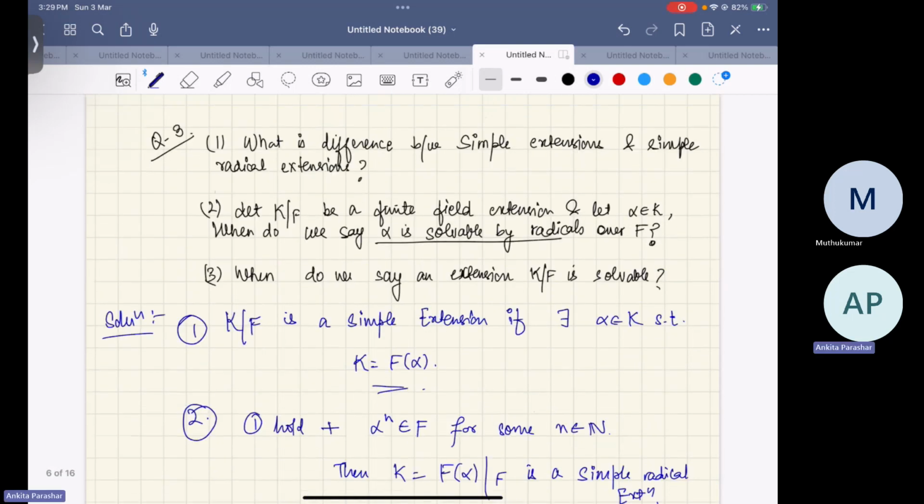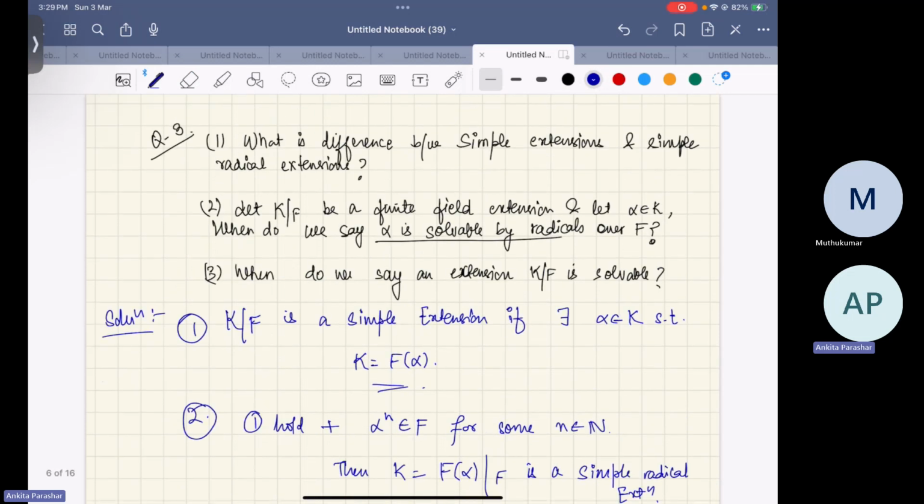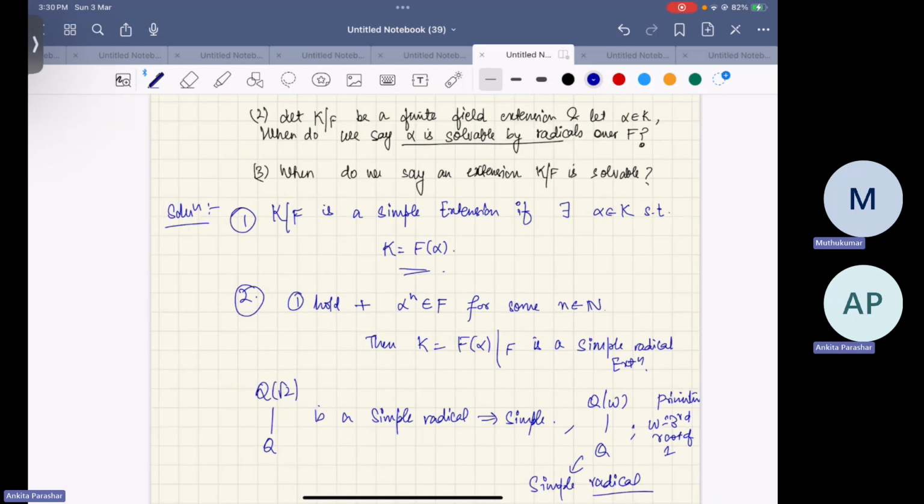Alright, so now suppose we go to question 2. Let K over F be a finite field extension and alpha belongs to K. When do we say alpha is solvable by radicals over F? I'm just repeating certain things because these are quite useful. Maybe we have done some of these things last time also. So alpha is solvable by radicals over F.